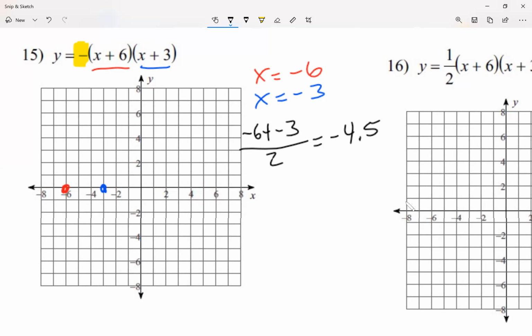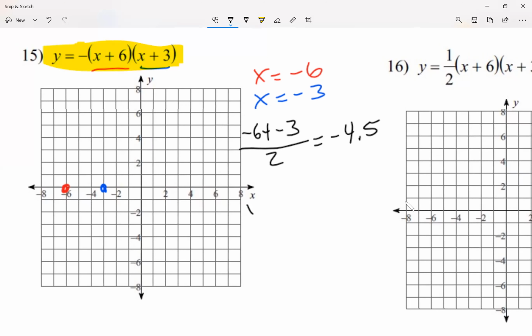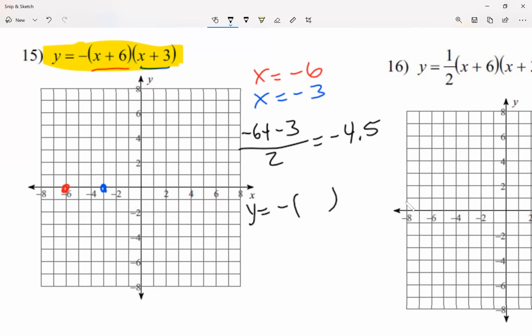Okay, so let me use the whole equation. I'm going to use this whole equation. So I have that y equals, there's a negative sign. My first parentheses, I'm going to use -4.5 for x. -4.5 plus 6. I'm just looking at the first parentheses. -4.5 plus 6 is 1.5.